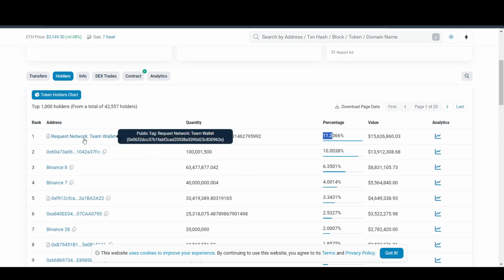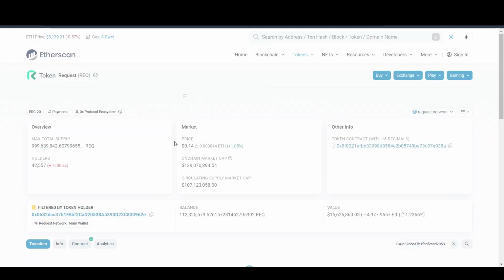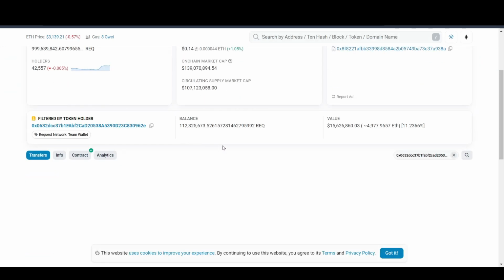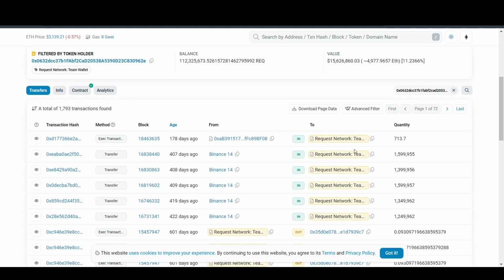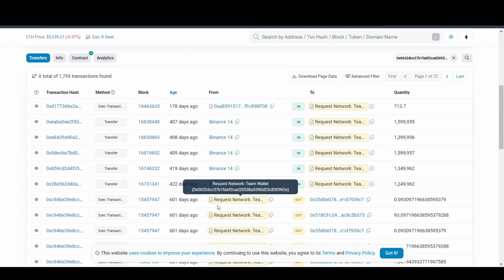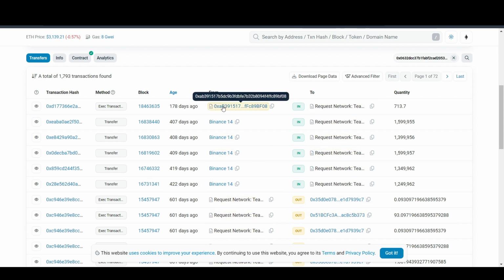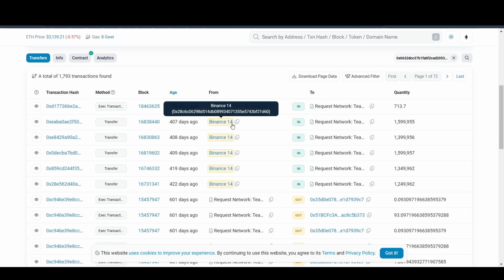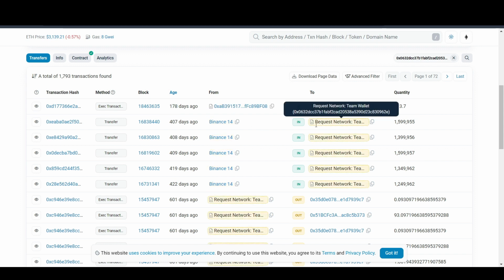And I don't think that supply is coming into circulation, because if you look here, the last time they did any transactions was around 601 days ago. So I don't think the team is selling, and unfortunately I could not find any vesting page or anything like that to know when the supply will be released, but that is what it is. So you have to keep that in mind.